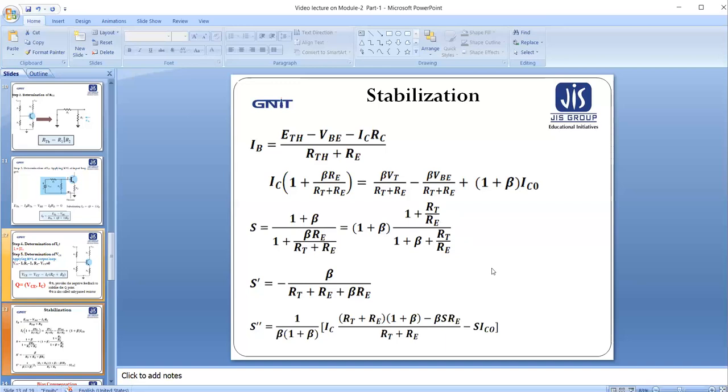That's why the voltage divider bias is called the highly prioritized biasing network. The S prime is represented like this expression, whereas the S double prime will be like this. But the most important is this stabilizing factor.